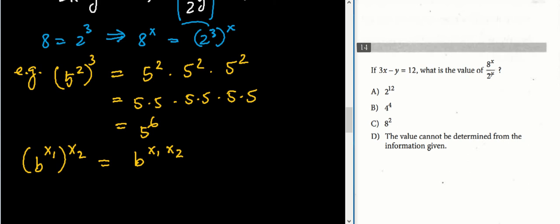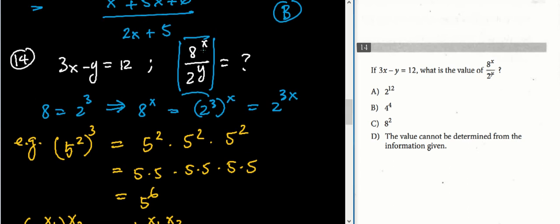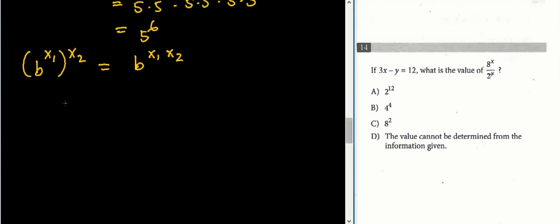So that's what we can observe with this example. Now if we go back to our original problem statement, 2 to the third power raised to the x power, that's the same thing as saying 2 to the 3x power. So we literally just applied this rule over here. So now we can go back and rewrite this expression: 8 to the x over 2 to the y is equal to 2 to the 3x over 2 to the y.